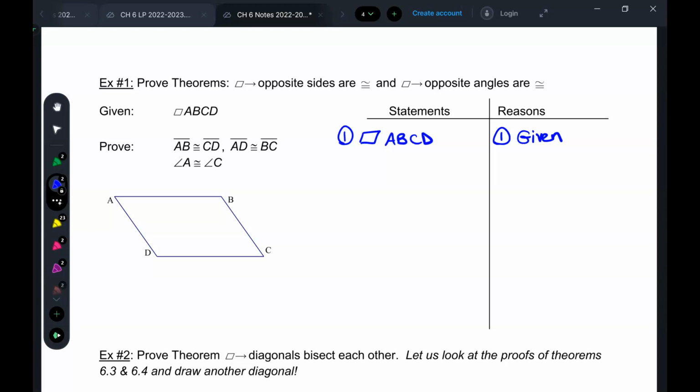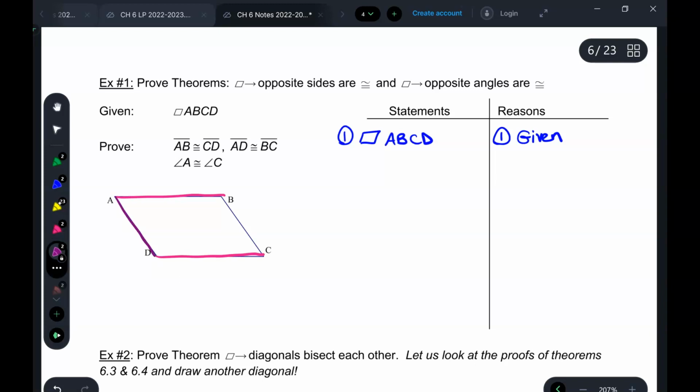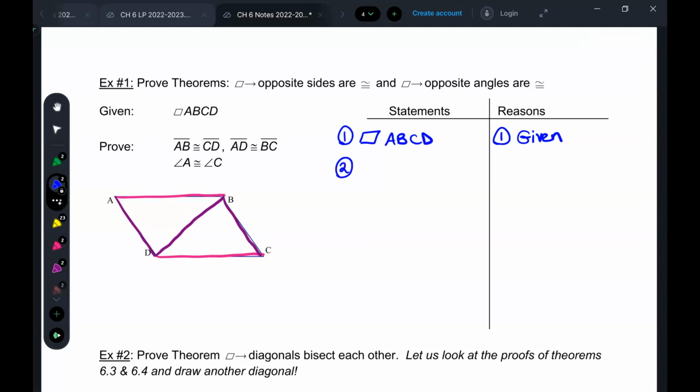Okay, so let's start with making two triangles. What are we trying to prove? We're trying to prove opposite sides are congruent, AB is congruent to CD, and we're also going to try to prove angle A and angle C are congruent. So I'm going to draw segment DB to make two triangles. You don't need to add an extra step.